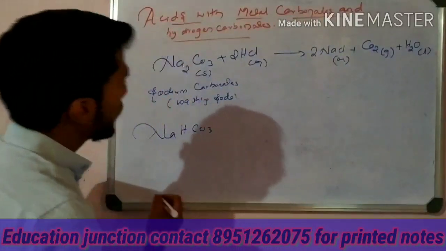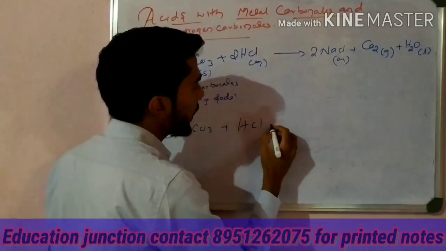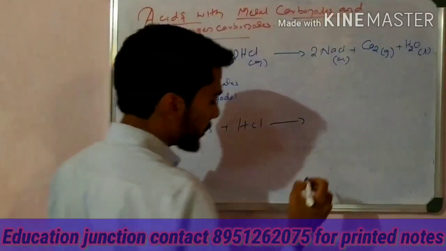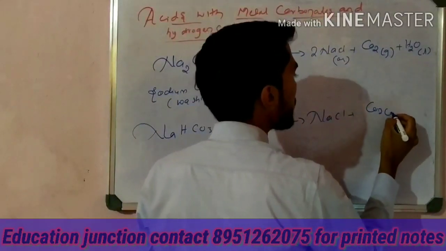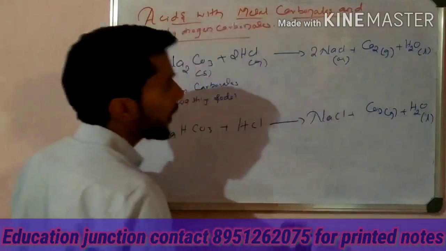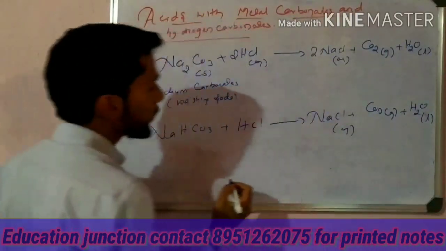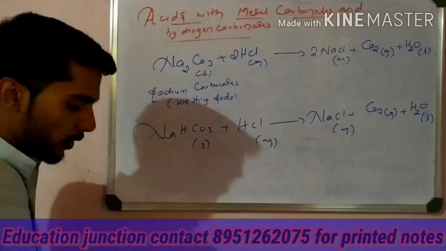For this we take another reagent, HCl. So what reaction takes place, students? Again here NaCl is formed, again carbon dioxide gas is liberated, again H2O liquid. The HCl is aqueous, and the sodium hydrogen carbonate is in solid state, powder state.